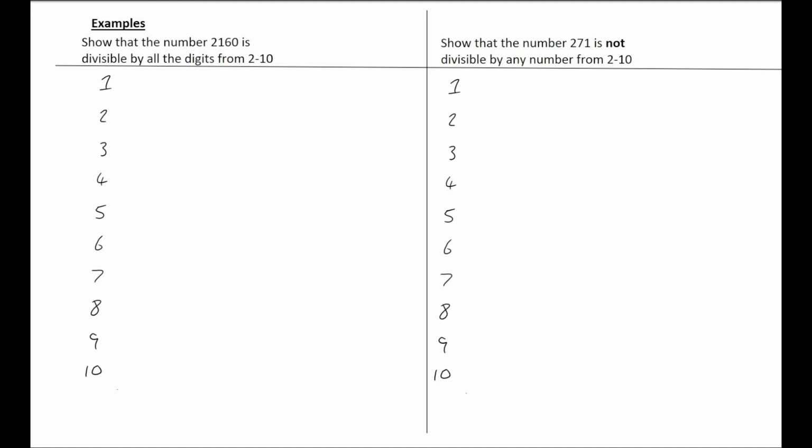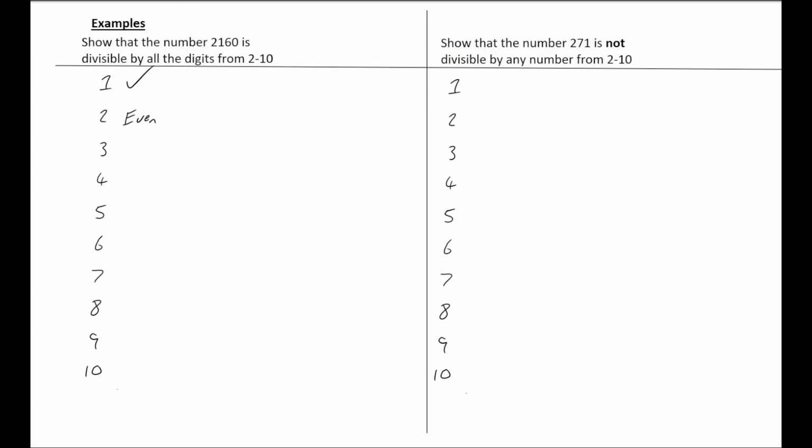So if you want to check to see if a number is divisible by 1, let's take this number here, 2160. Is it divisible by 1? Yes, every number is divisible by 1, so no thought required there. Next one, is it divisible by 2? Well, the number 2160 is even. Because that last number is a 0, that means it's an even number, which means it can be divided by 2.